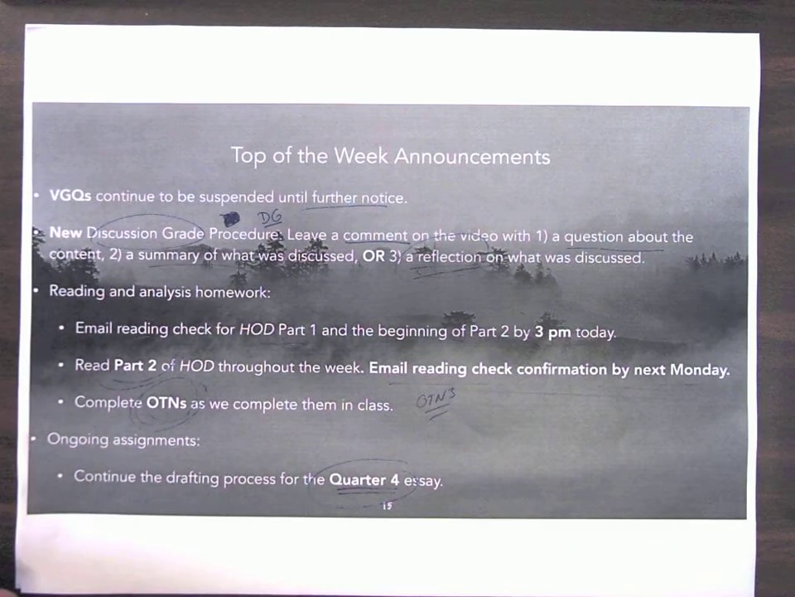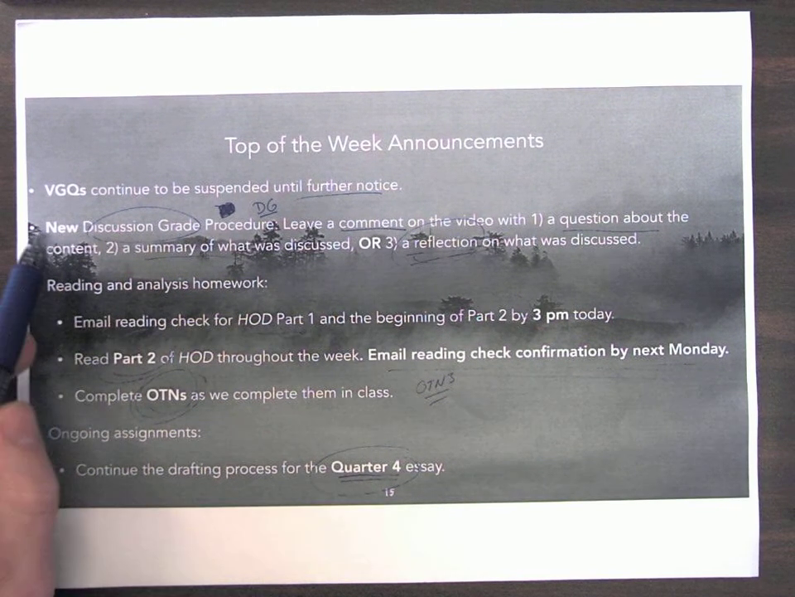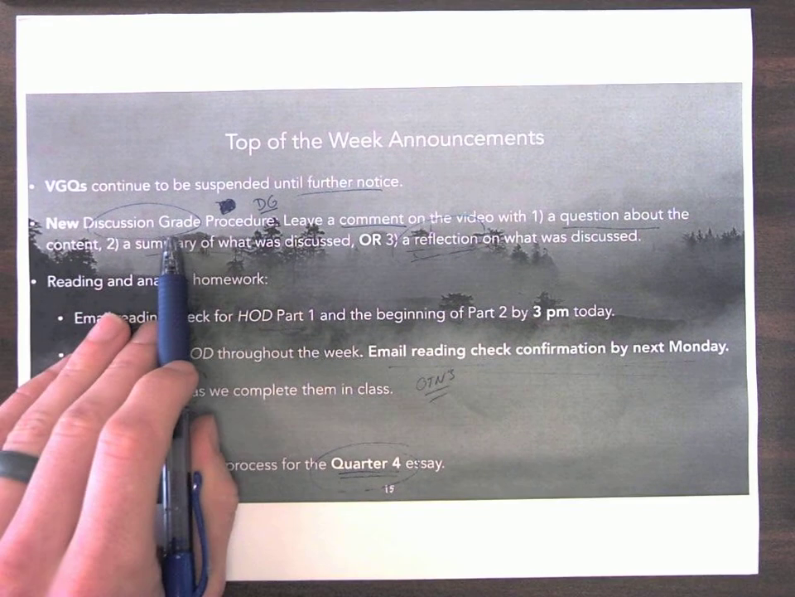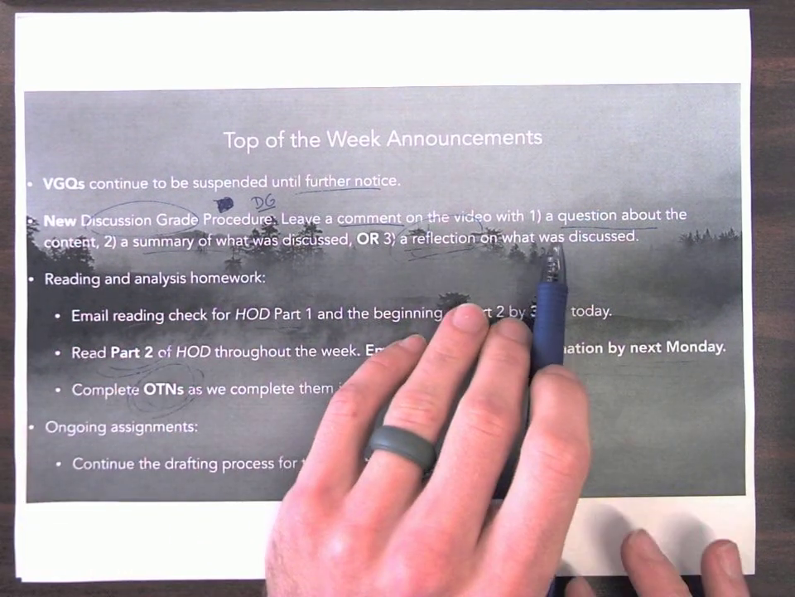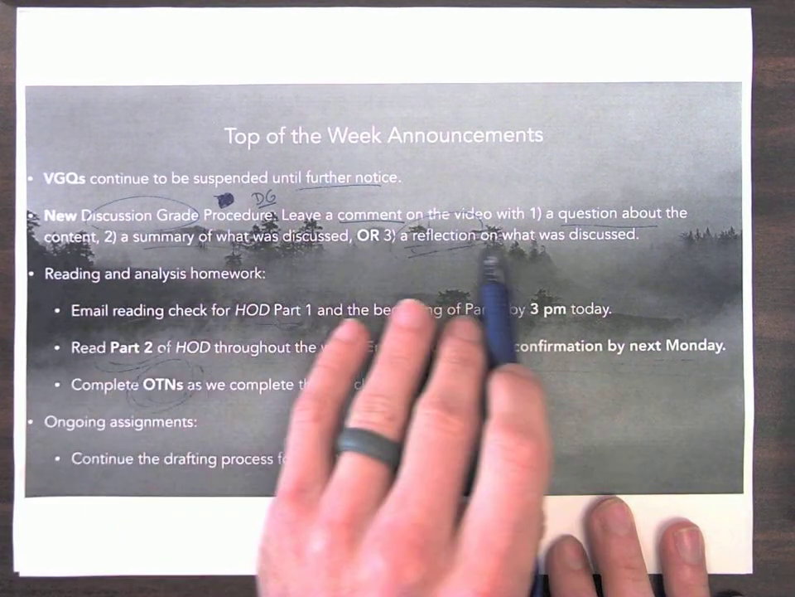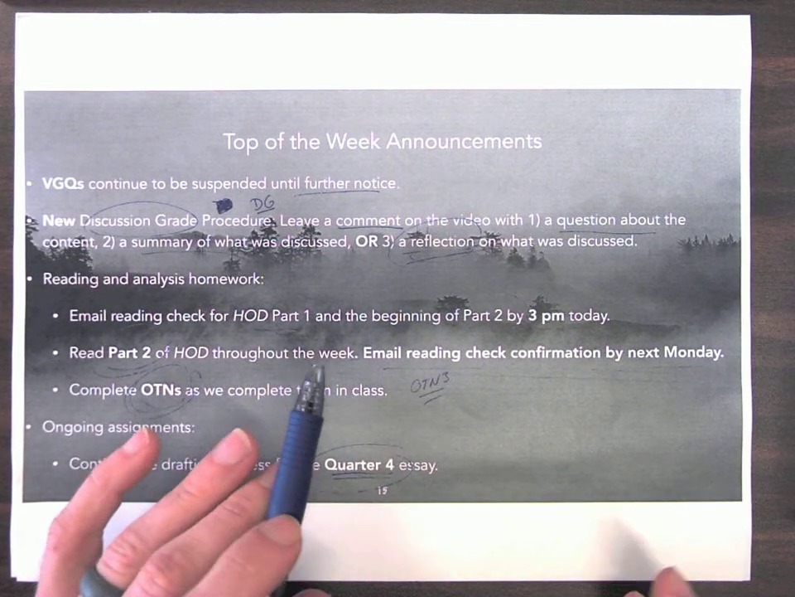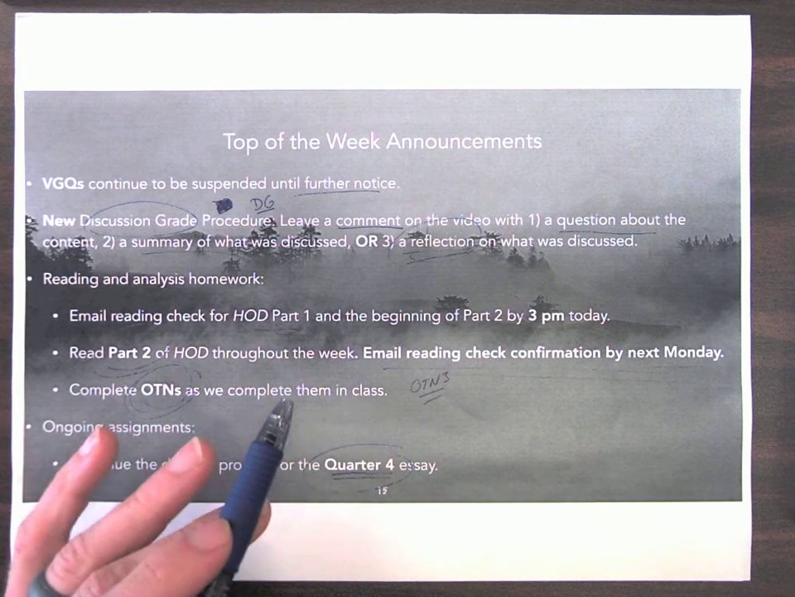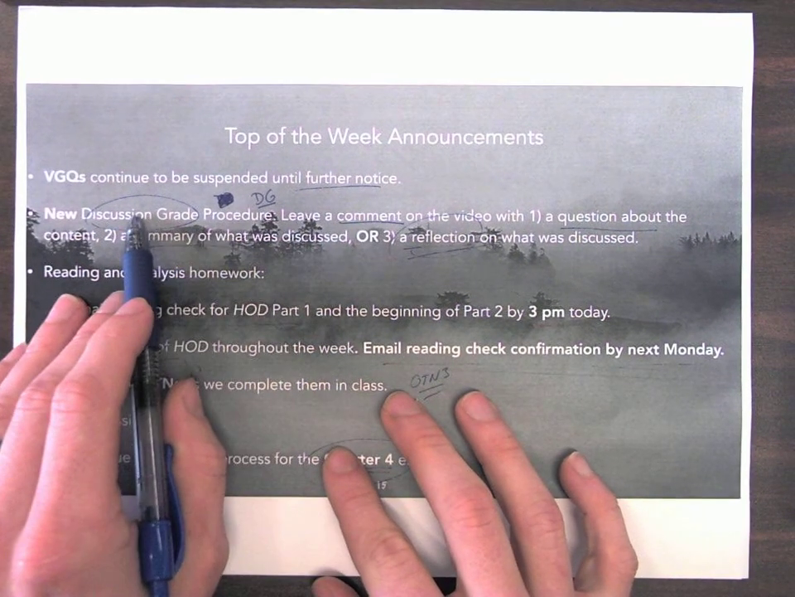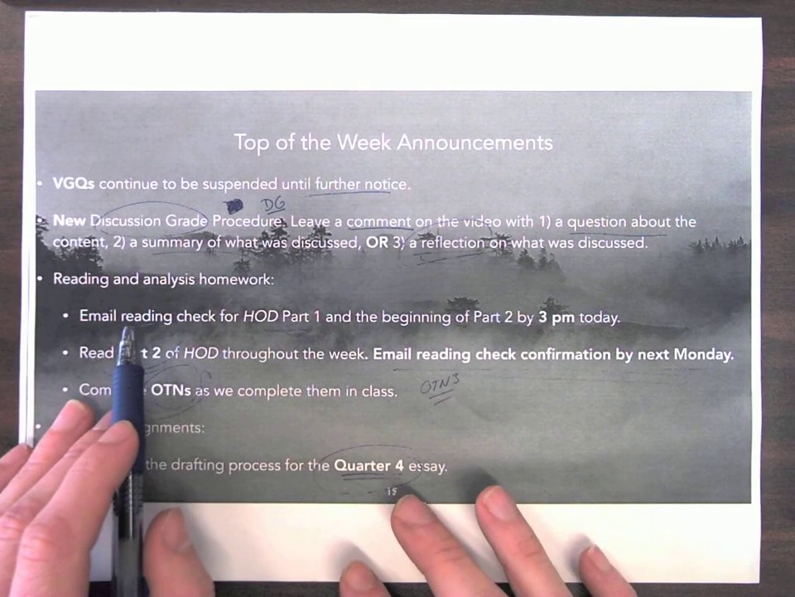Before we do that, let's go ahead and run through our top of the week announcements, just so we can keep a clear understanding of what we need to do in mind. All right, so obviously you need to remember your discussion grade, procedure that has changed. You can leave a question, a summary, or a reflection on what was discussed. One of those three options. It should take you no longer than 2-3 minutes to spit those things out. But I just want to make sure that you are engaging with the content on a daily basis authentically, and that's how I'm going to offer you your discussion grade.